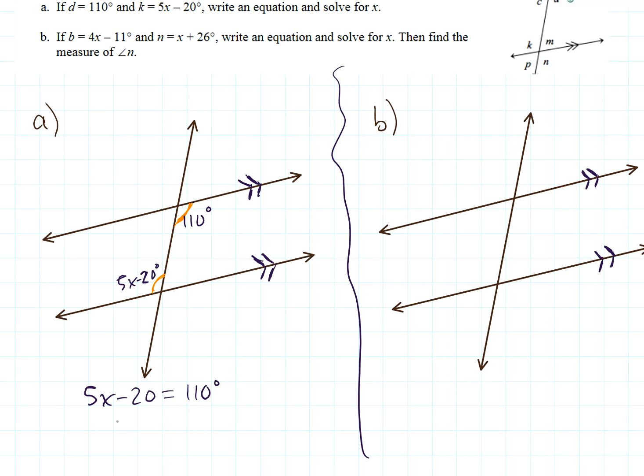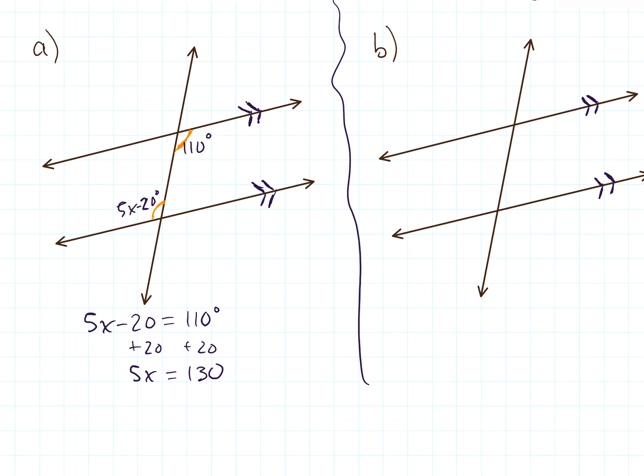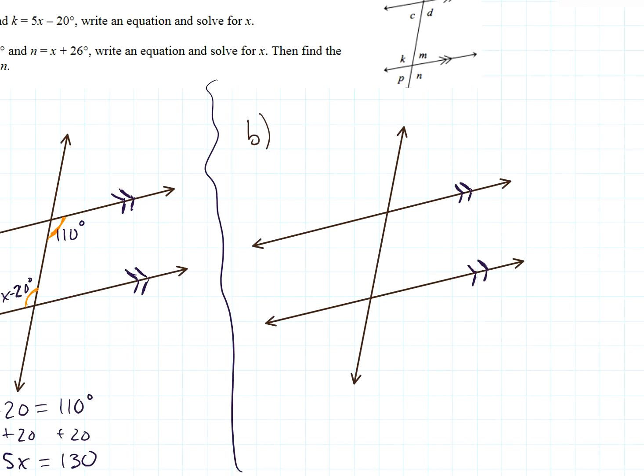If I add 20 to both sides, then I get that 5x is equal to 130. And then if we divide both sides of that by 5, we're going to get that x is 26. So x is 26, and if I plug it in, that angle is 110 degrees also. So for this one, my answer is x is 26. And if I plug it in, 5 times x minus 20 would produce 110 degrees. Okay, so let's go ahead and look at B.